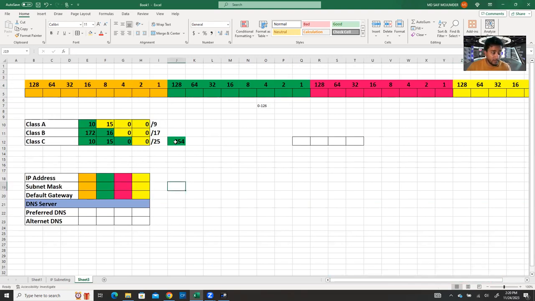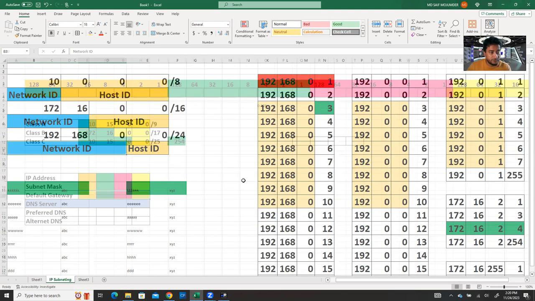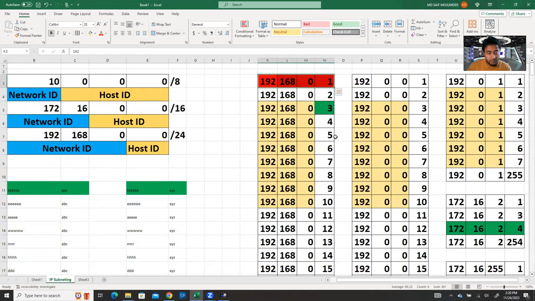Before I go to calculating the IP subnetting, I want to show you what the subnet mask should be and what the default gateway should be. Default gateway, I believe you understand from this description, right? If it is the same network, the same family, it will have one default gateway. If it is a different network, that different network will have its own default gateway. So the first IP we always count as the default gateway.